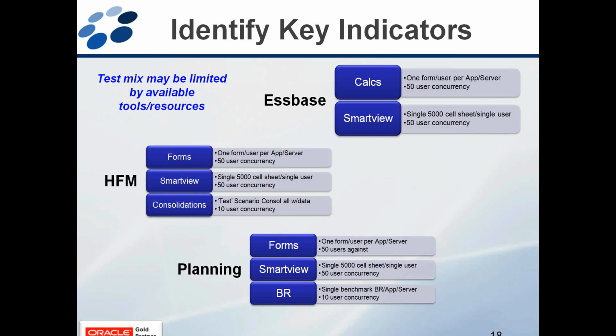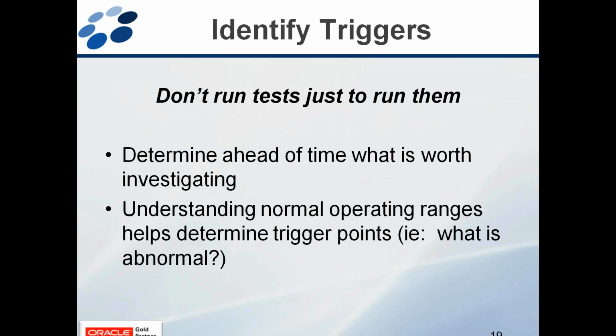So we want to be smart about what types of tests we pick as key indicators, knowing that these are going to be the canary in the coal mine. If there's a problem with these, then it's likely going to be a problem someplace else. So we don't want to pick tests that, if they work, are not going to be indicative of other systemic performance. Now, identify triggers.